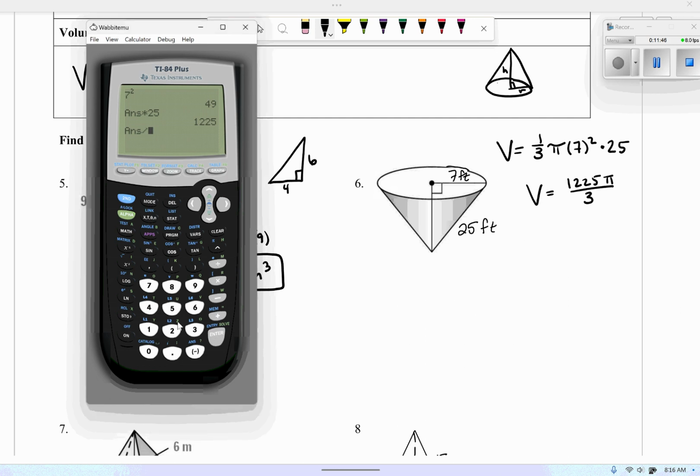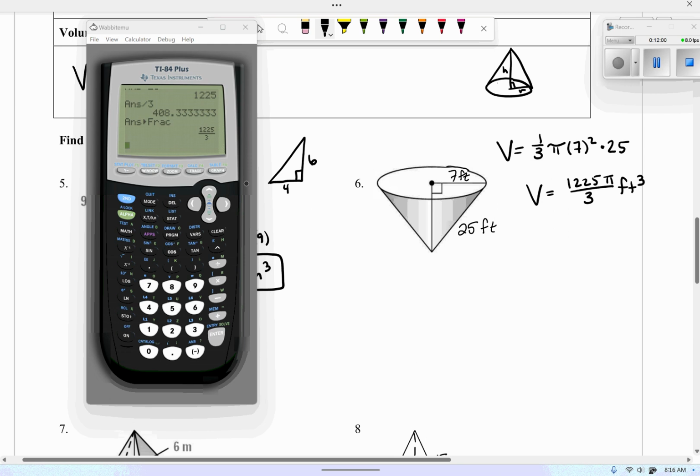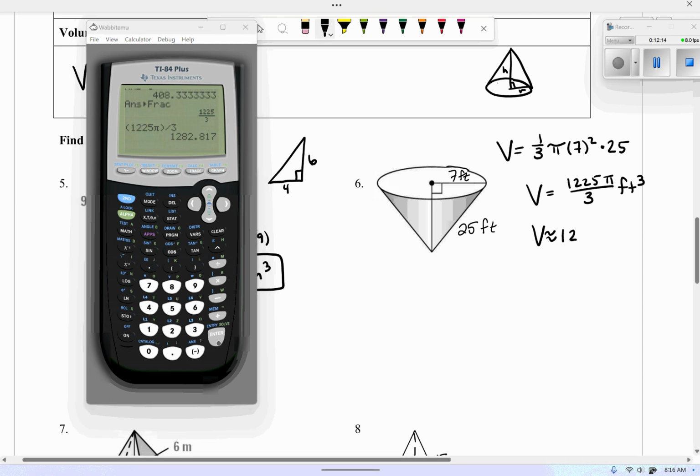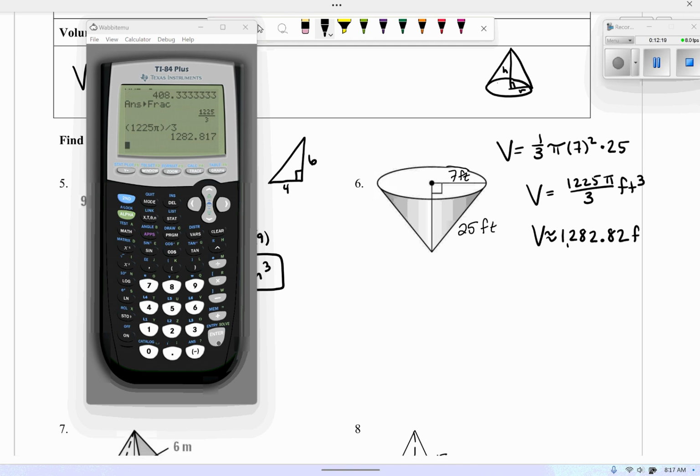So if we divide this by 3, notice that I get this decimal, and if I try to hit the math fraction key, it gives me what I had before, so it doesn't reduce at all. It's a good, easy way to see if it reduces. Notice I just didn't put the pi in there. So this is the exact volume in cubic feet. And then if we want the decimal approximation, then we would need to put the pi in, so 1,225 pi, and then divide that by 3. So that gives us about 1,282.82 cubic feet.